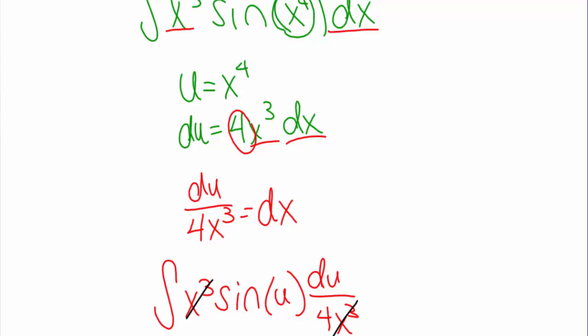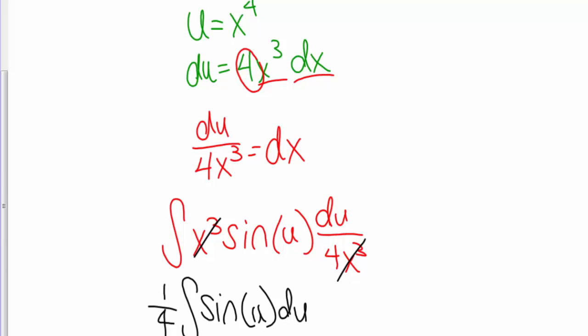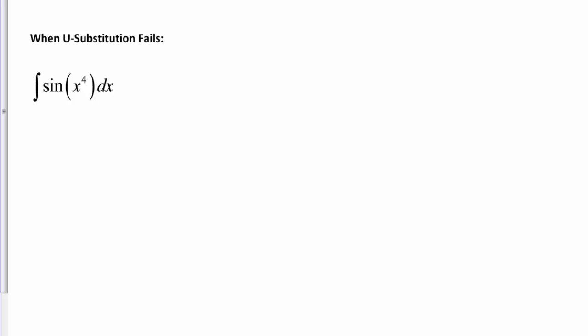But all of these things, you end up in the same place with all of them, right? With all three, you end up with a 1/4 sine of u du. Questions about that? That's a really good question. Let's see what we're supposed to do next.